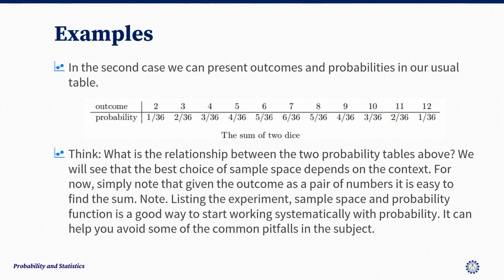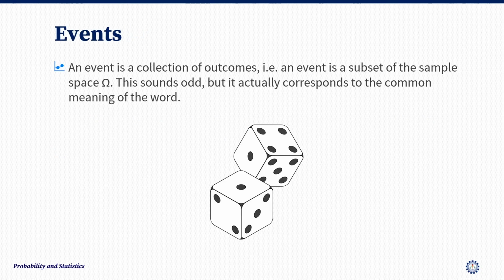Think about what the relationship is between the 2 probability tables above. We'll see that the best choice of sample space depends on the context. For now, simply note that given the outcome as a pair of numbers, it is easy to find the sum. Listing the experiment, sample space, and probability function is a good way to start working systematically with probability. It can help you avoid some of the common pitfalls in the subject.